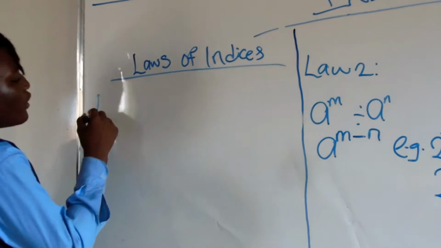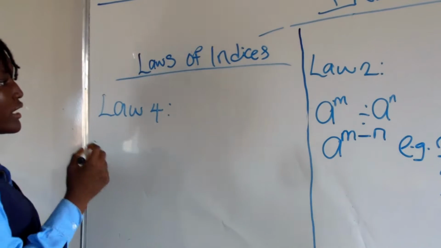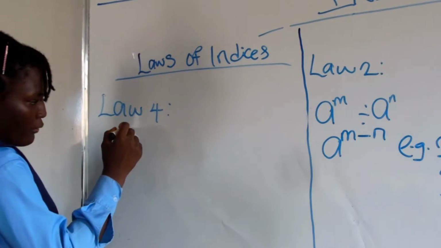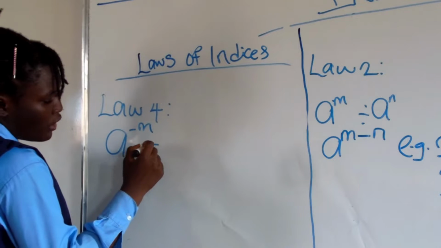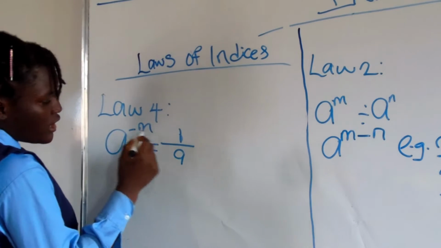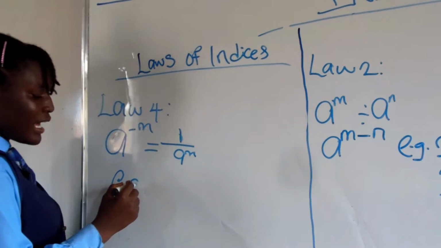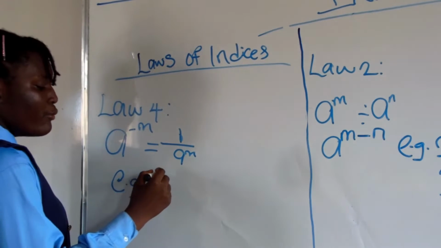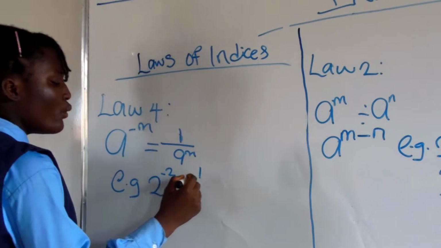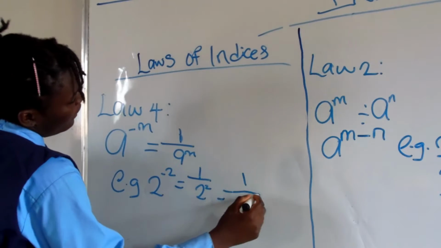The next law, law 4, is the negative index law. This law states that if a is raised to the power of minus m, it will become 1 over a to the power of m. The minus changes to 1 over a raised to the power of m. For example, if we have 2 to the power of minus 2, it becomes 1 over 2 to the power of 2, which is equal to 1 over 4.